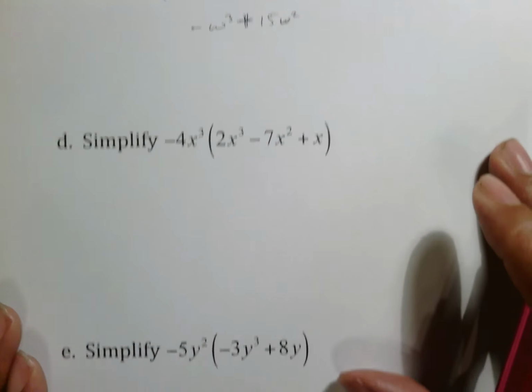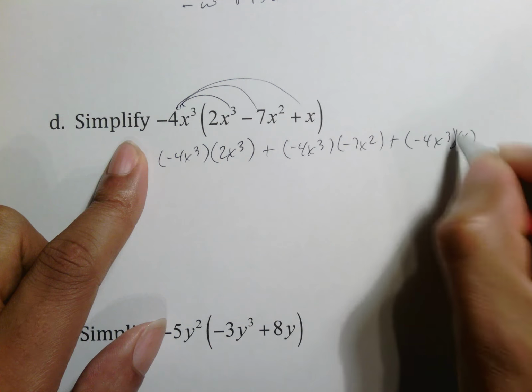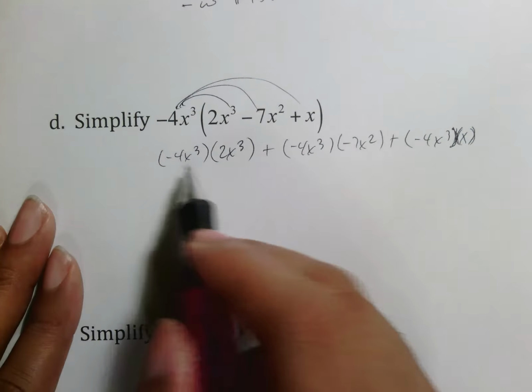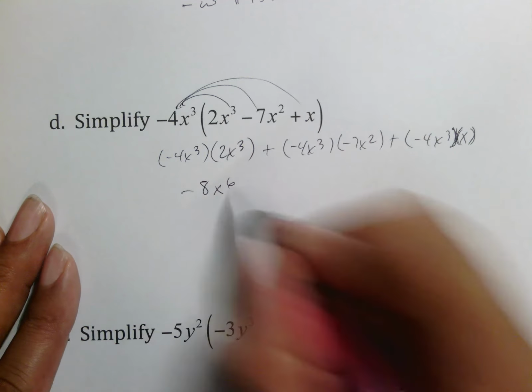Looking at this one, this is just going to be 3 meetings. You have negative 4x to the third, meeting 2x to the third, and negative 4x to the third meeting negative 7x squared, and you also have negative 4x to the third meeting x. And so now all you have to do is simplify 3 of these things. The sign here is negative. The number would be 8 because of 4 times 2. I've got 3 x's and 3 x's, which makes 6 x's.